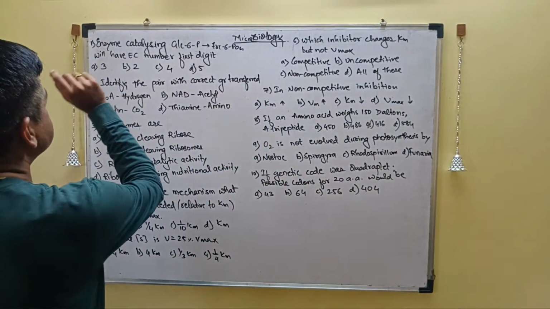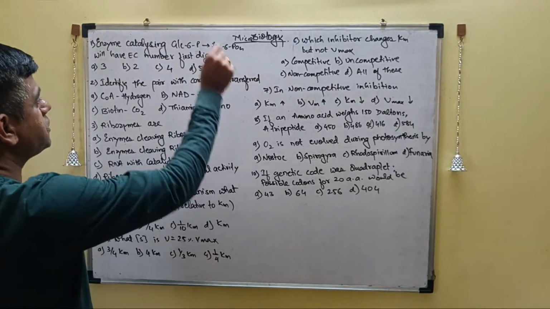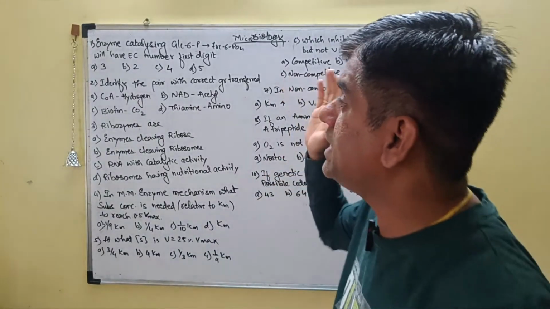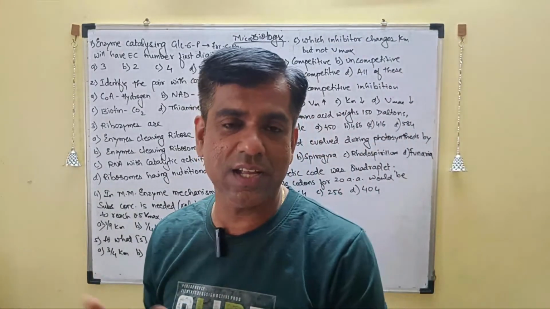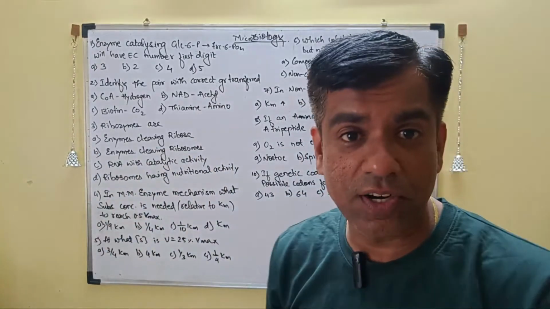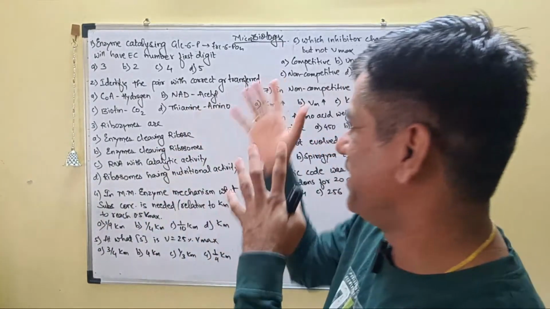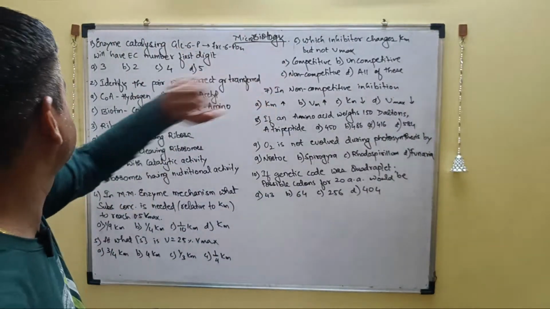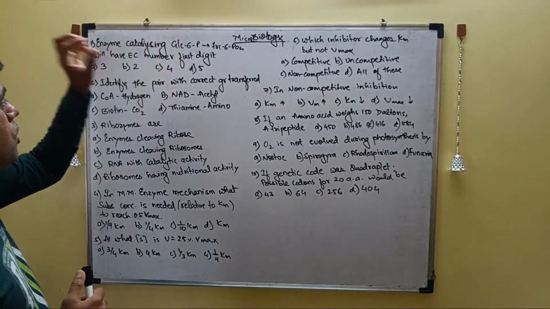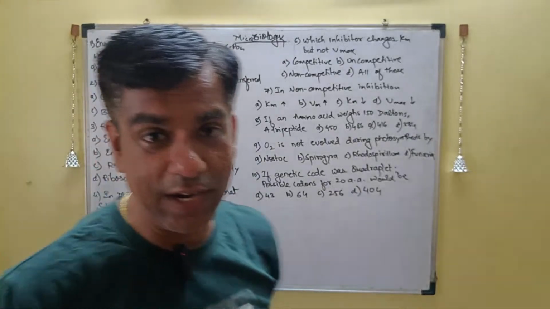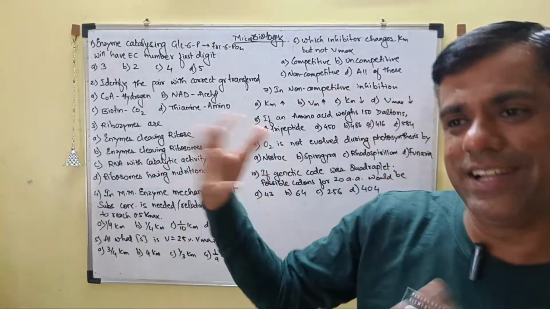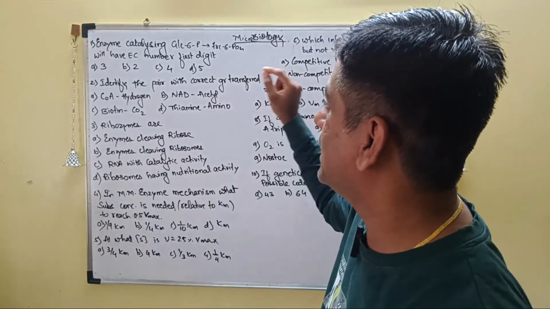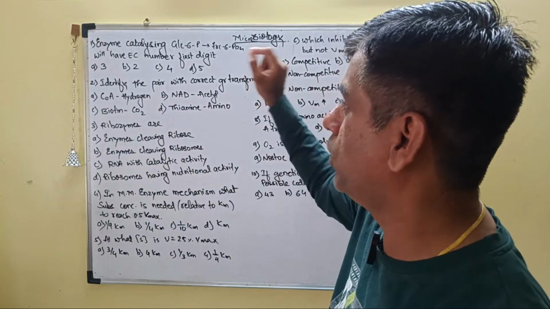So enzymes catalyzing glucose 6-phosphate to fructose 6-phosphate will have an EC number. You know that the Enzyme Commission has given numbers to your different enzymes. You have your mobile numbers, but these are different numbers. So the enzyme catalyzing the reaction glucose 6-phosphate to fructose 6-phosphate will have an EC number with the first digit of, I'm glad they asked only the first digit. If you're preparing for NET and SET and some examinations, maybe they'll ask your second, third also. But those which are catalyzing this reaction, can you tell which EC number it belongs to?